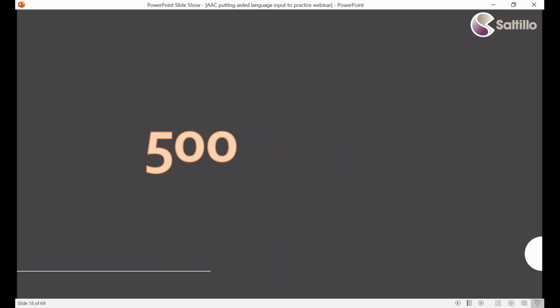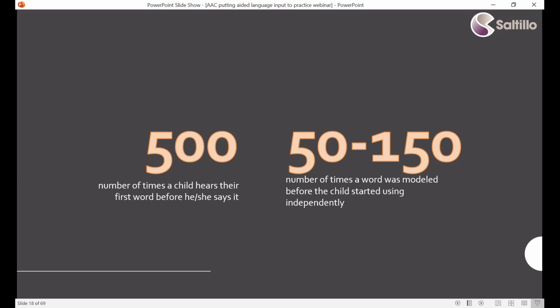All right, the next number is 500. This is the number of times a child hears their first word before they say it. So a single word they need to hear at least 500 times before they start to say it. Now on the flip side, if we think about somebody who uses AAC, what we've seen from some of the data is that we need to model a word between 50 to 150 times before they start to use that word on their device independently. This data actually came from Gail Van Tatenhove a while back, where she picked a list of vocabulary words, modeled it to individuals who use an AAC system, and that's what she saw, that she had to model a single word between 50 to 150 times before they use that word independently.